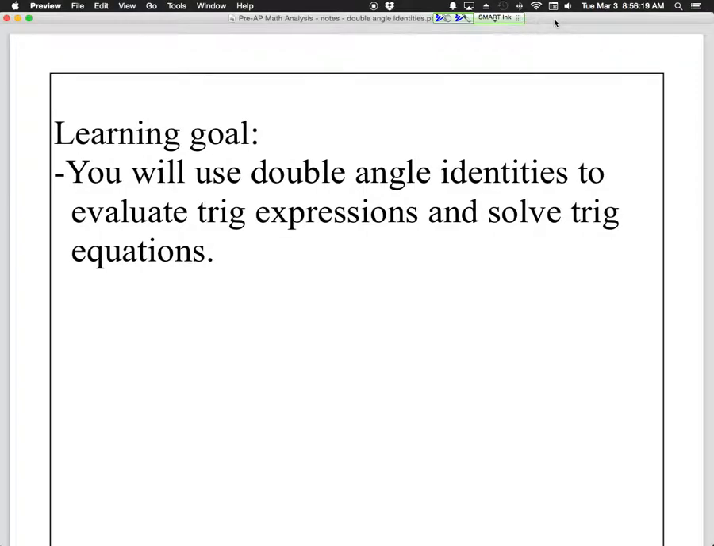All right, today's learning goal: we are going to use double angle identities to evaluate trig expressions and solve trig equations. So two different types of problems. So far on Friday and yesterday, what identities did we use? Seven different identities. Today we're looking at using double angle identities to evaluate trig expressions and to solve trig equations.